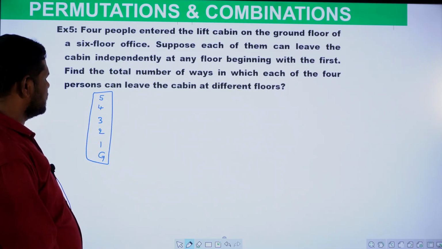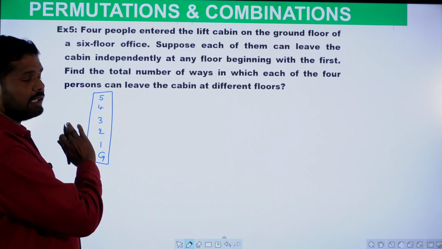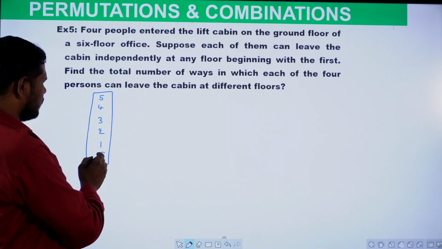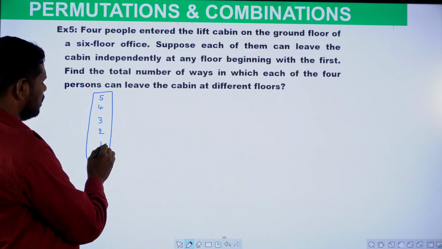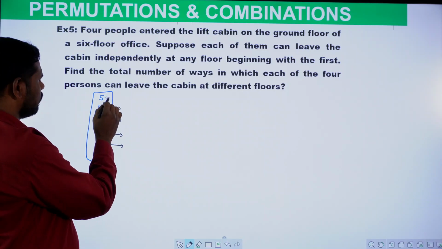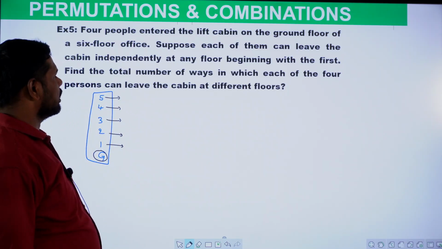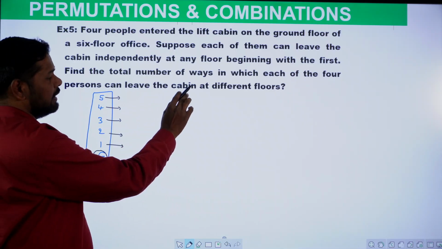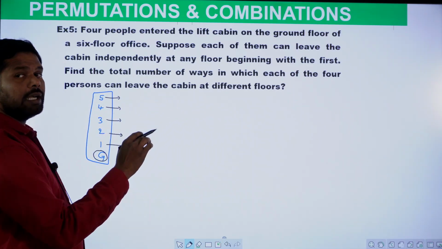Now, this is the building actually. Suppose each of them can leave the cabin independently at any floor from the ground floor onwards, beginning with the first. So how many choices are there? 1, 2, 3, 4, 5. So each person has 5 choices, but we must find the total number of ways in which each of the 4 persons can leave the cabin at different floors.